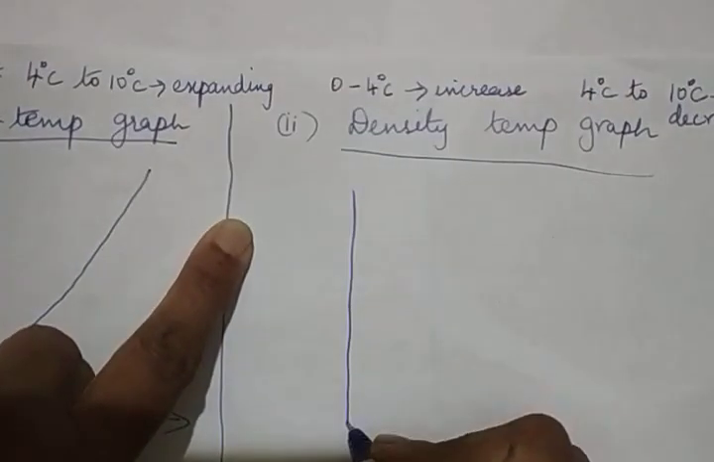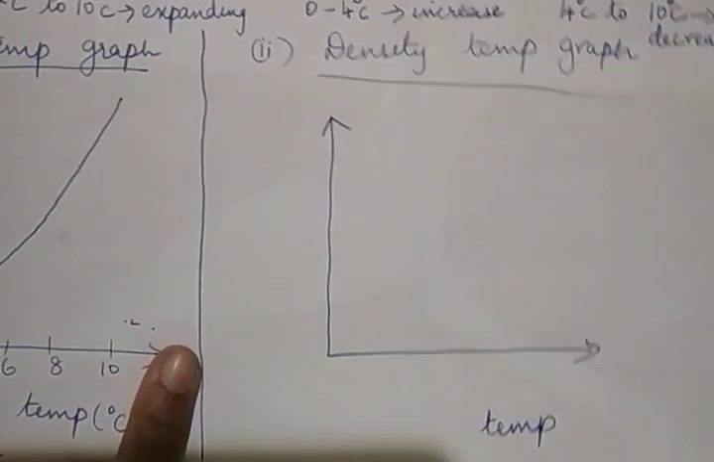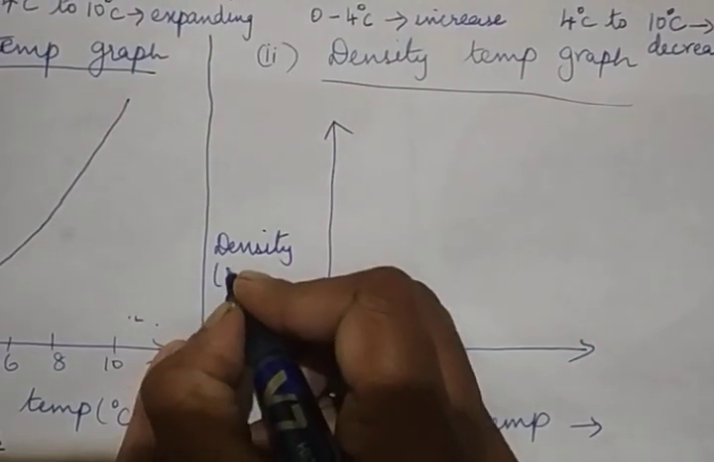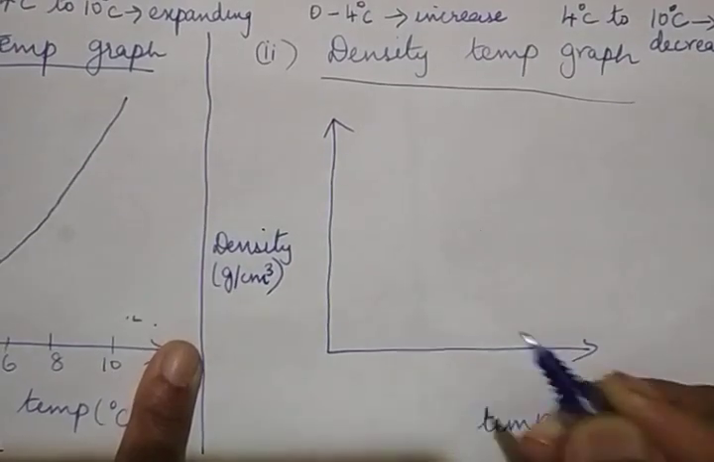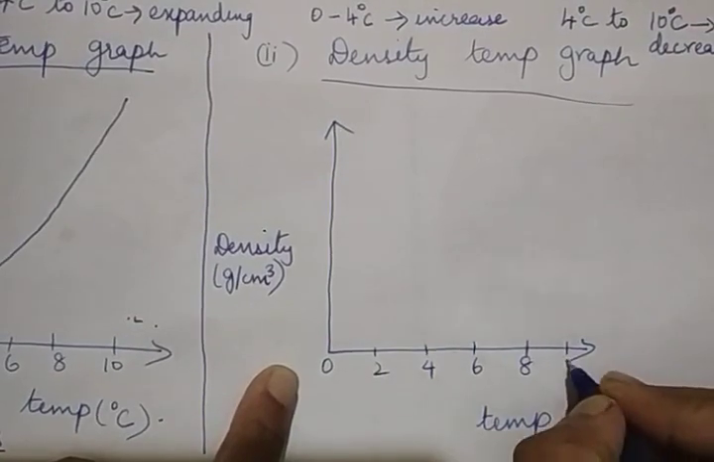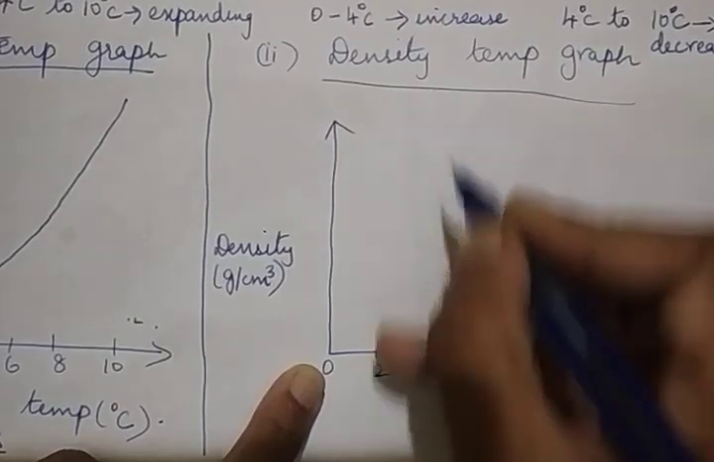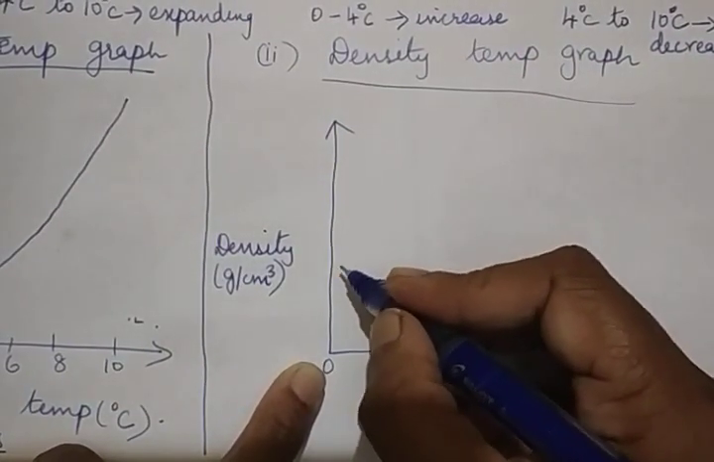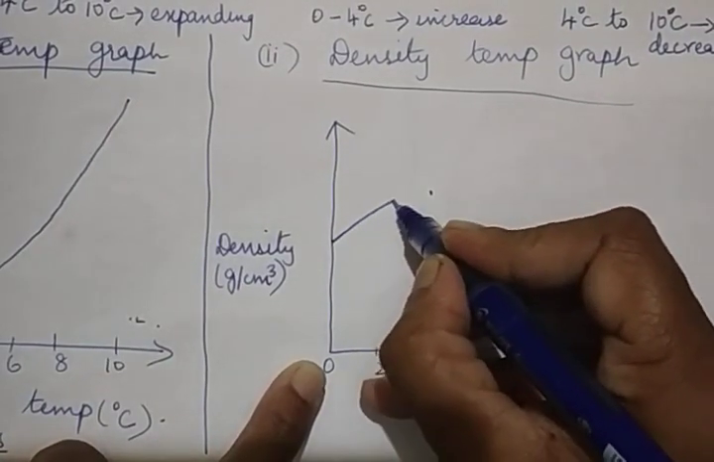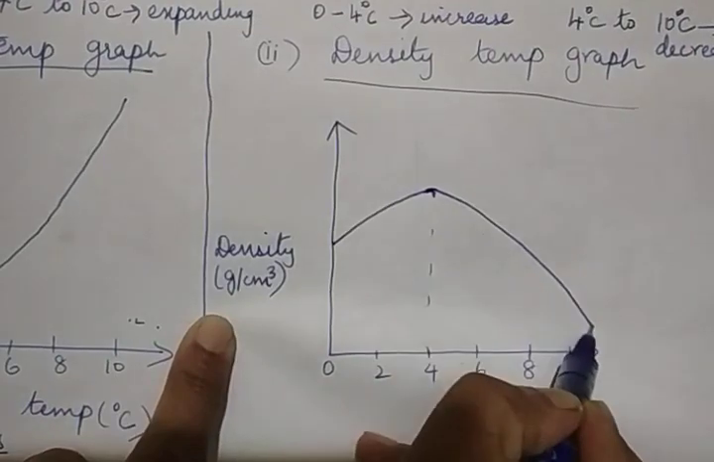Now, how will I show it in a graph? Again, on the x-axis, temperature, and on the y-axis, density. Unit, gram per centimeter cubed. Again, you are taking CGS unit. 0, 2, 4, 6, 8 and 10. Now, when I heat it from 0 to 4, its density will increase. So your graph will go like this. You start from somewhere here. Till 4, your graph will increase. Then after 4, your graph will start decreasing.